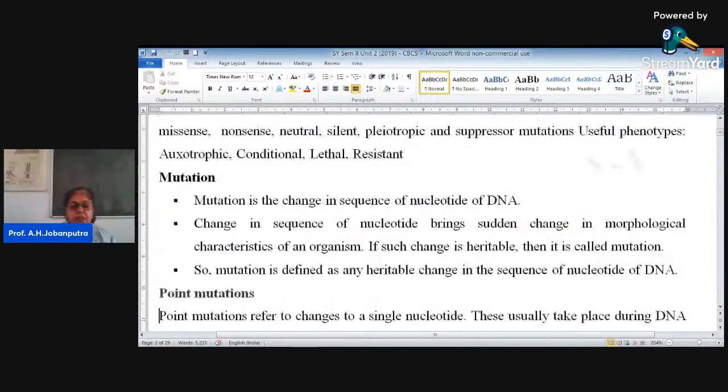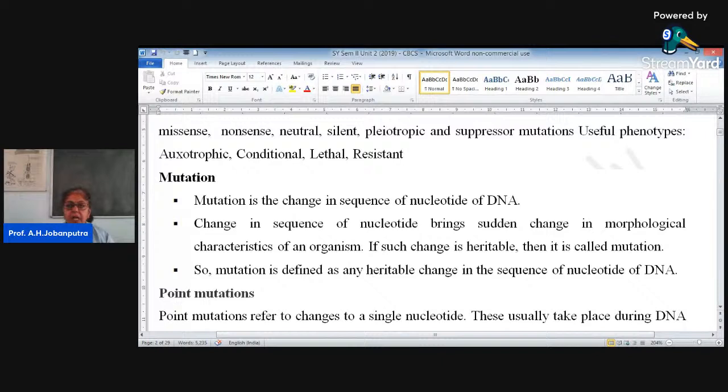So, what is the mutation? Mutation is the change in the sequence of nucleotides of DNA. डीएनएच्या न्यूक्लिओटाइड्समध्ये काहीही चेंज झाला की त्याला आपण म्युटेशन म्हणत असतो. This change in the nucleotides is very sudden, and it can affect the morphological character of the organism. When this change in the mutation, or change in the allele, is carried from generation to generation, we say it is heritable, and that is why mutations are heritable.